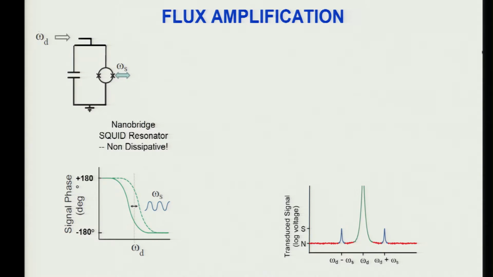And what that would look like in the frequency domain is a central carrier, or your pump tone, and two sidebands that are offset from this tone. So this is if we drive the circuit at omega d in such a way that this is still linear.